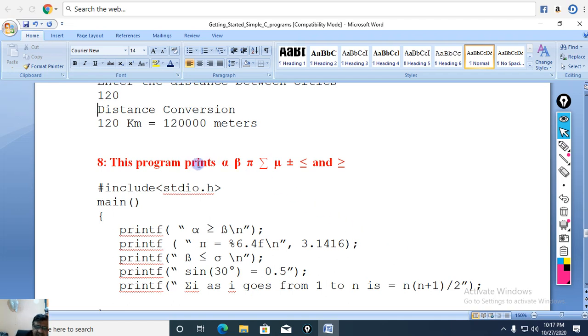This is a very interesting problem, I suppose. This program prints alpha, beta, pi, sigma, mu, plus or minus, lesser than or equal to and greater than or equal to. Let us say alpha greater than or equal to beta, that is the thing which is to be printed. I will delete this for the sake of clarity. Now I will print it again.